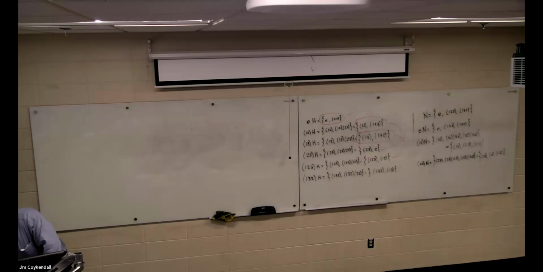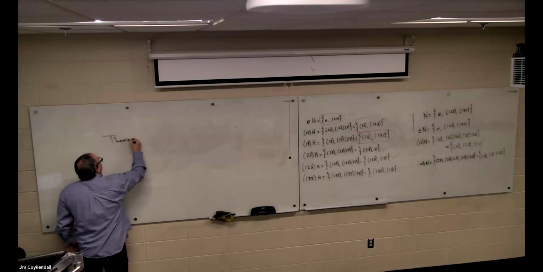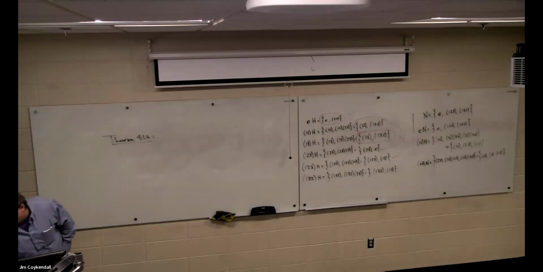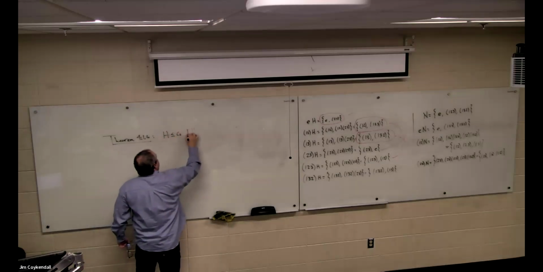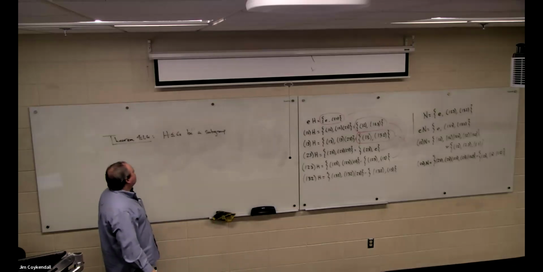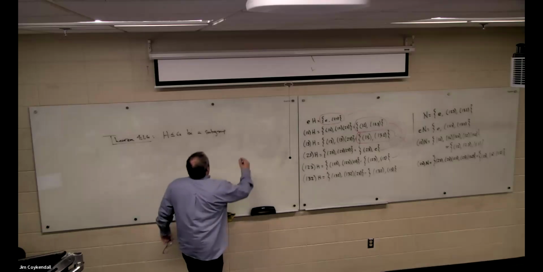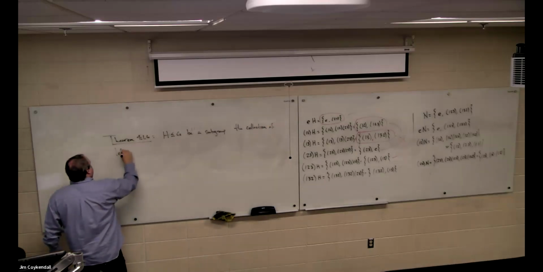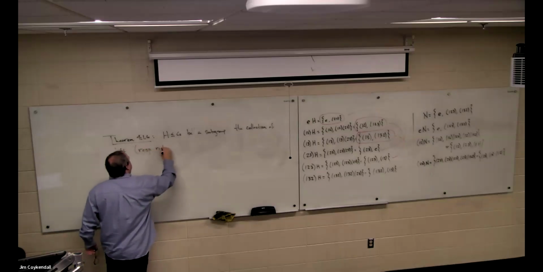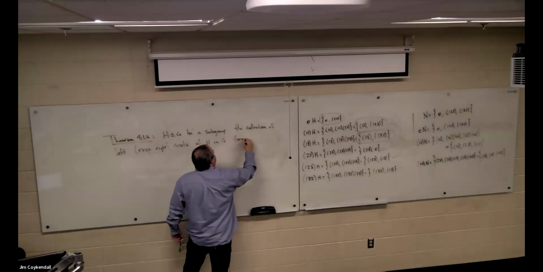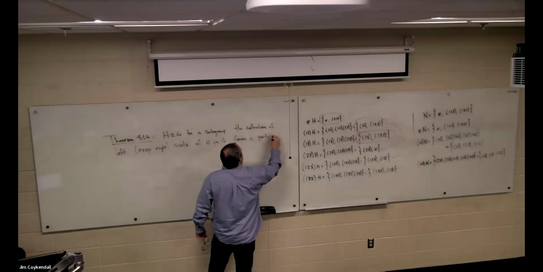So let me state the theorem. Let H be a subgroup of G. The collection of left, respectively right, cosets of H in G forms a partition of G.